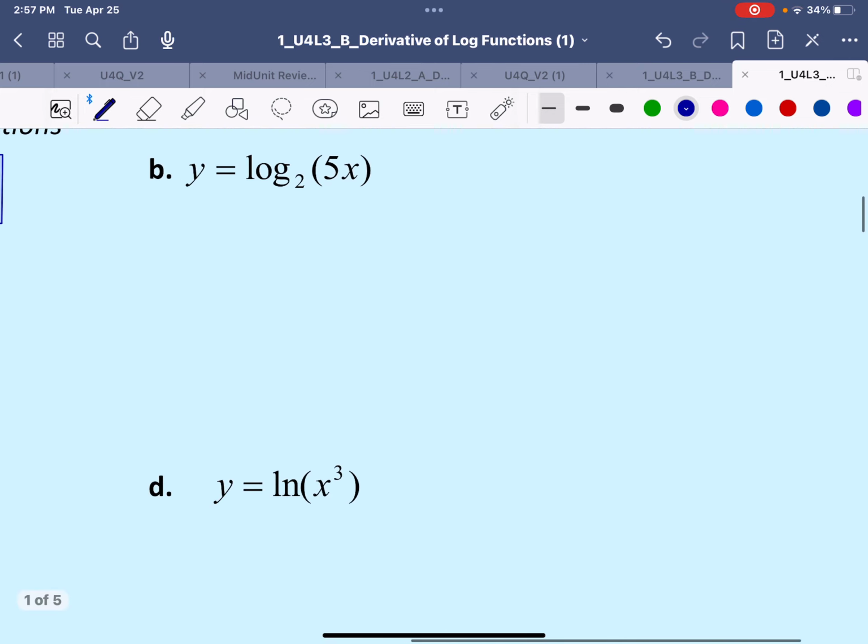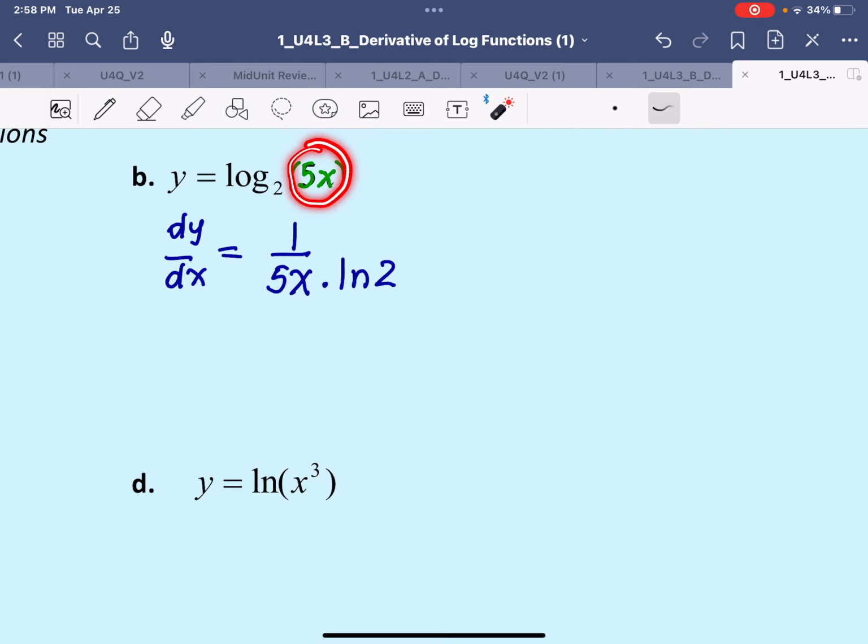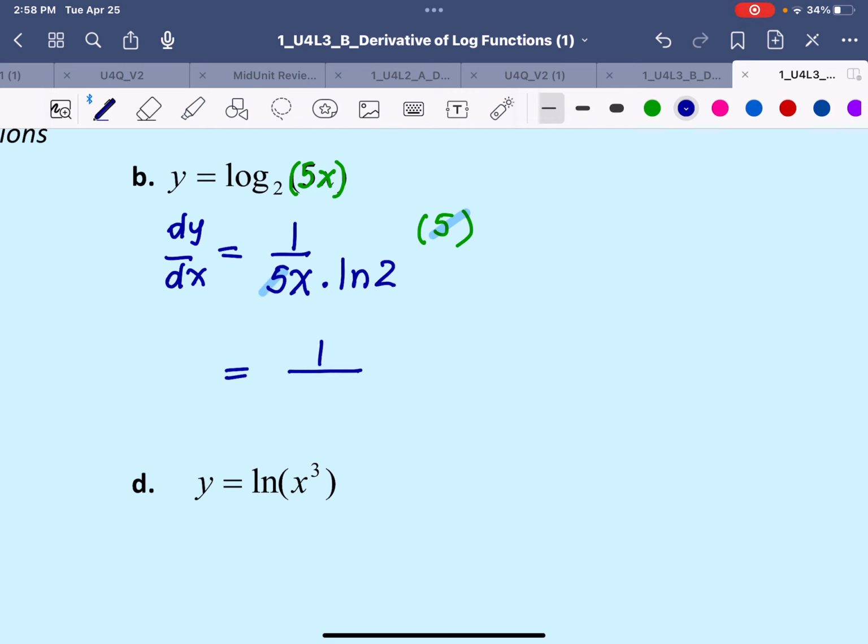Next example, we have log with base 2 of 5x. So the derivative of it will be 1 over 5x multiplied by ln of 2. That's the base. And remember that here we also have a chain. That's because inside the log we have a function with a derivative different than 1. So that means we have to multiply by 5. Simplify. So as you can see, 5 and 5 here will simplify to 1. And the answer is dy dx equals 1 over x ln 2.